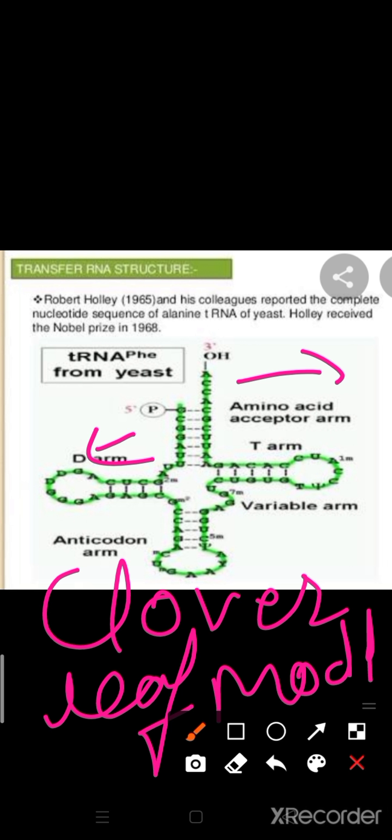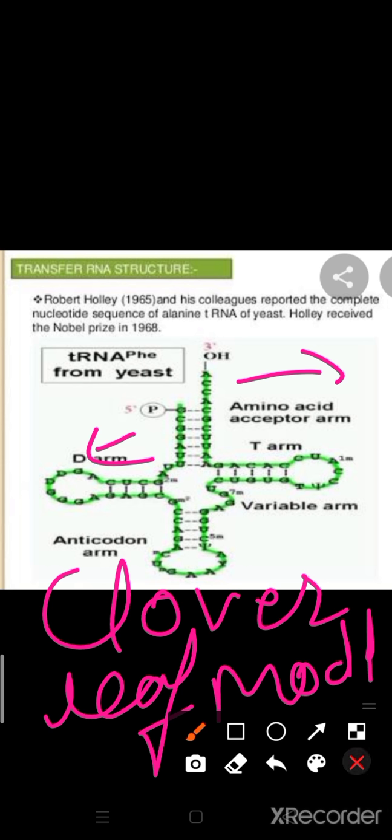generally associated with, or tRNA has which kind of structure? So that time the answer is clover leaf model. So the clover leaf model is associated with tRNA or transfer RNA or smallest RNA, soluble RNA, and adapter RNA.